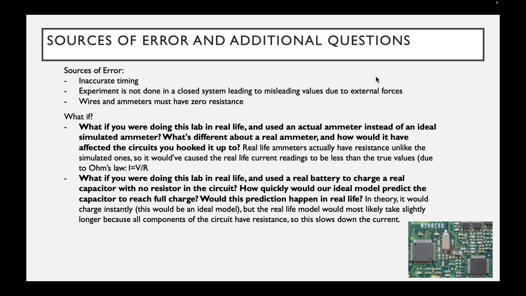For the first what-if question, we see that real-life ammeters actually have resistance unlike the simulated ones, so it would have caused the real-life current readings to be less than the true values. And for the second question, in theory, it would charge instantly and be an ideal model, but the real-life model will most likely take slightly longer because all components of the circuit have resistance.